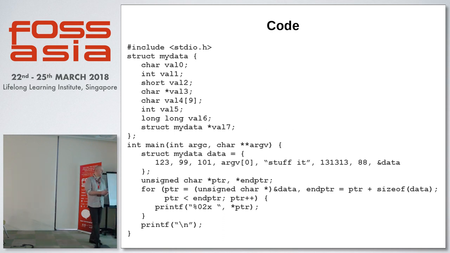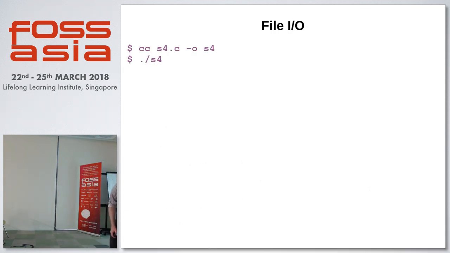So how big it is in bytes, however big the compiler decides that is. And we continue going until we hit the end pointer, and then we iterate. And all we do is print out the hex value of it. So we're just rummaging through memory to see what's there. And we compile that like that.